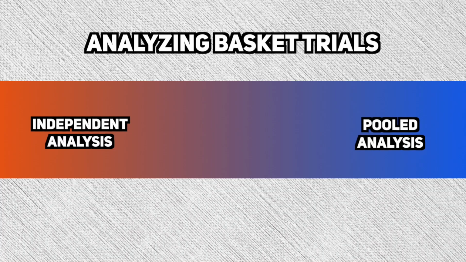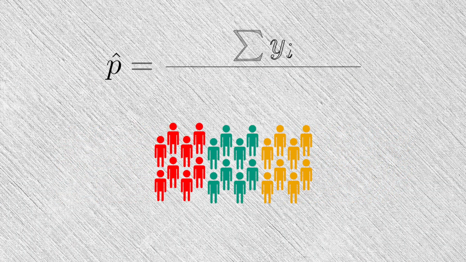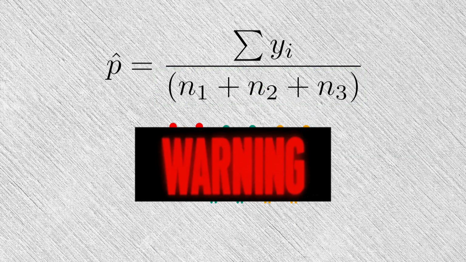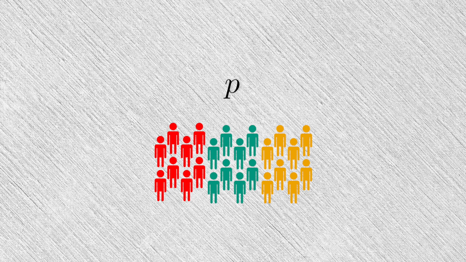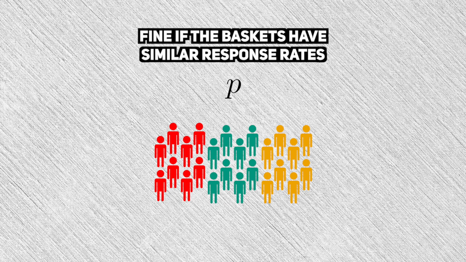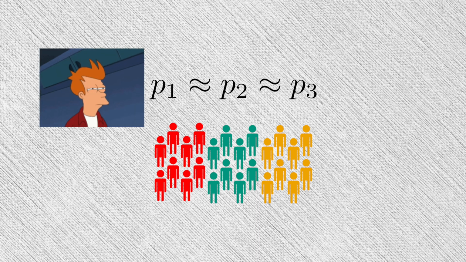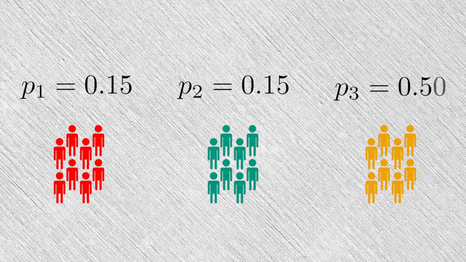The other extreme is a pooled approach. Here, the data from all baskets is put together to estimate an overall response rate. This overcomes the sample size issue, but there's a serious assumption that comes with this approach. Pooling will average the response rates over all of the baskets. This is fine when the response rates among the baskets are all about the same, but that's not usually the case. Consider a scenario where the therapy will truly work in only one basket.